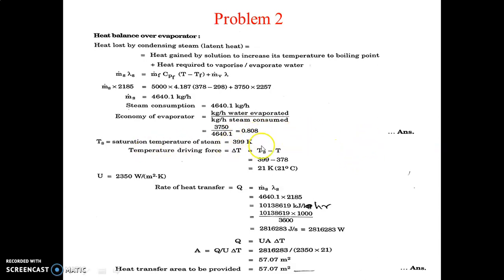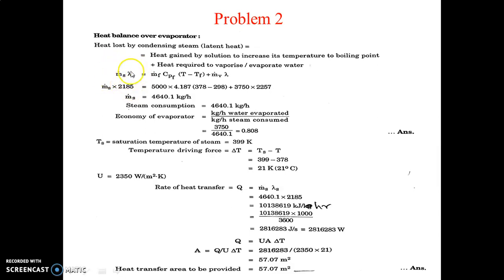Then we have to calculate the area. For that purpose we have to use this formula, Q is equal to UA delta T. First we will calculate the delta T. Delta T is nothing but Ts, that means steam temperature, minus T, that is the boiling point solution temperature. So we get delta T as 21 Kelvin. U is already given in this equation, and Q you have to calculate from this part.